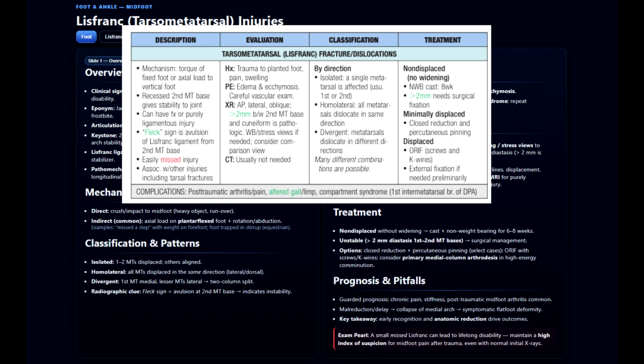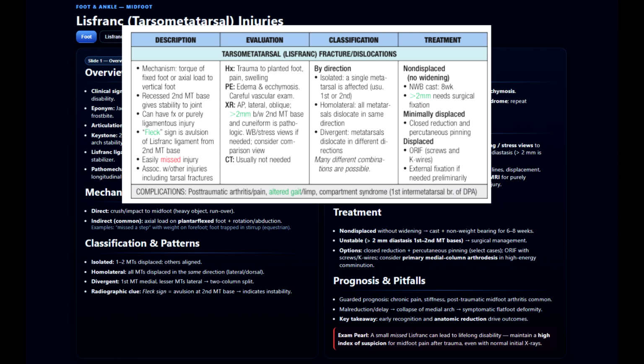Summary. To summarize, the Lisfranc fracture dislocation is an injury of the tarsometatarsal joint, most commonly due to axial load on a plantarflexed foot. The second metatarsal base and the Lisfranc ligament are key stabilizing structures. Injuries may be isolated, homolateral, or divergent, and the fleck sign is a key radiographic clue. Treatment depends on displacement. Non-displaced injuries may be casted, while displaced injuries require surgical fixation or arthrodesis.